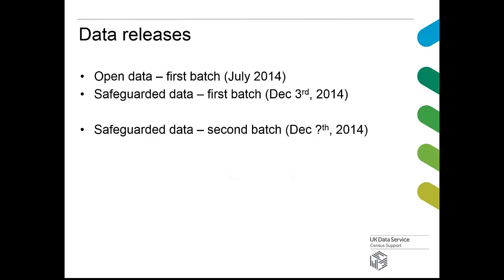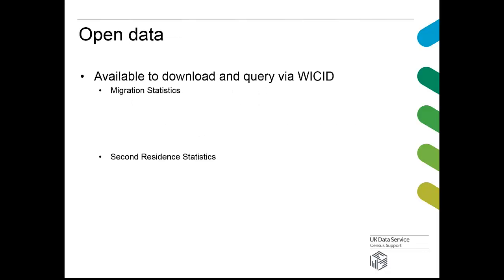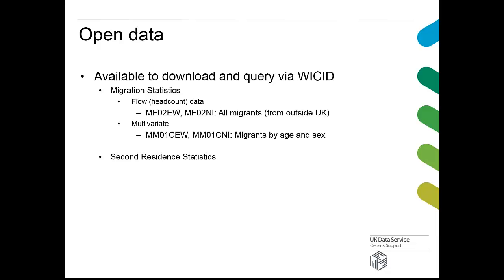I now want to speak about the data that have been released so far and about forthcoming data. Two sets of data have been released so far. A group of open data tables that were released in July, and a group of safeguarded data tables that were released yesterday. I'll also say something about the next batch of safeguarded data tables, which we expect to be released very soon.